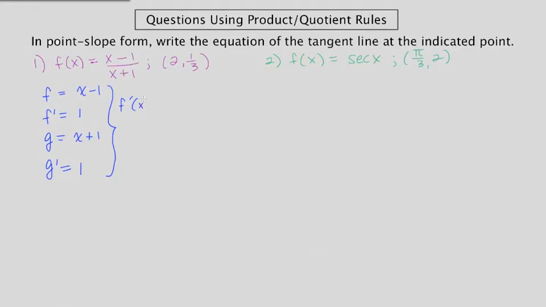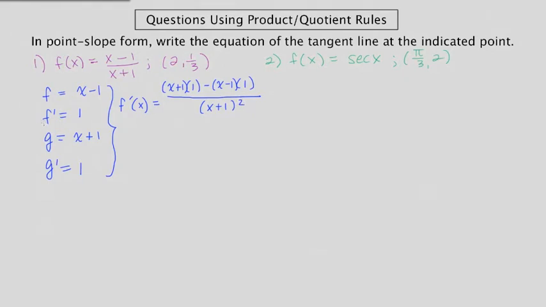Well, according to the quotient rule, the derivative can be found by taking the bottom, multiplying it by the derivative of the top, minus the top, times the derivative of the bottom. And all of this is over the bottom function squared.